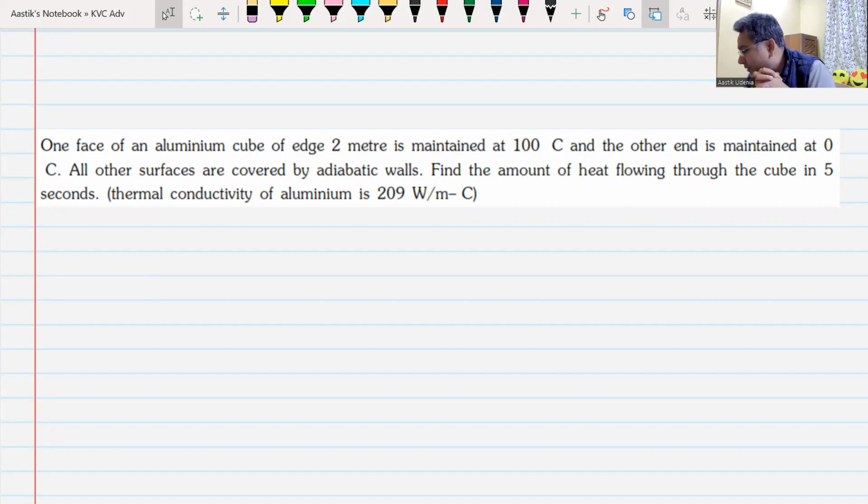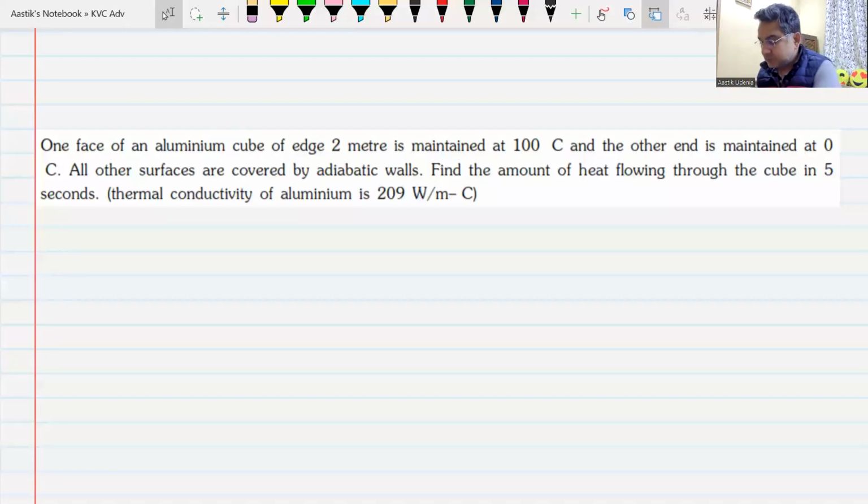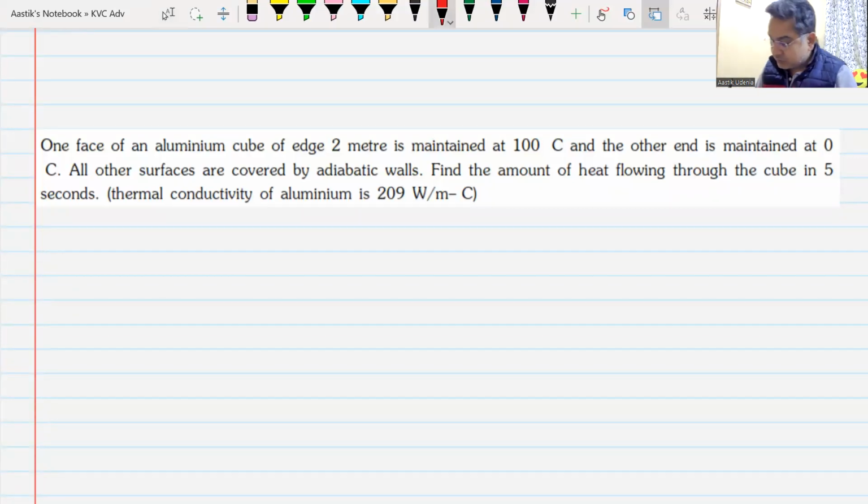Yes, sir. Find the amount of heat that flows through the rod in 5 seconds. The thermal conductivity of aluminum is given to you, and you have 2 minutes to give me the answer. Well, I think I should do this. The straightaway formula you have to apply is delta Q by delta T equals K into A by L into (theta 1 minus theta 2).